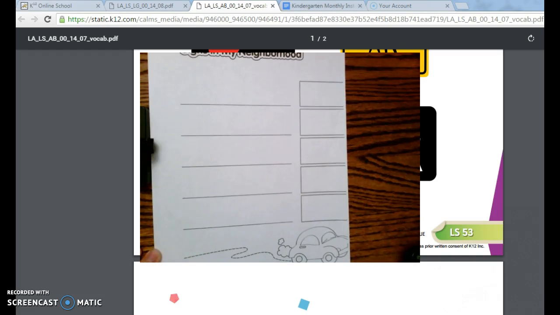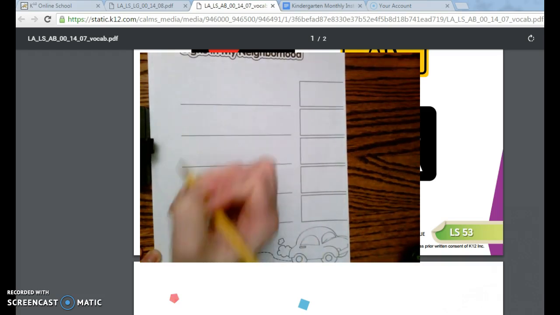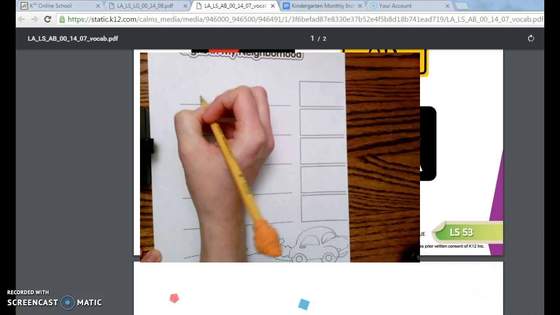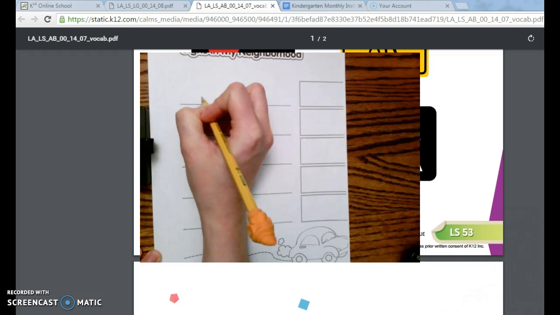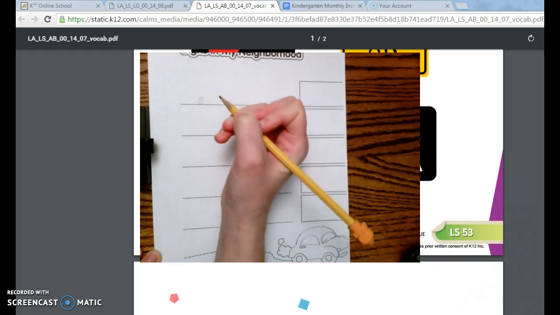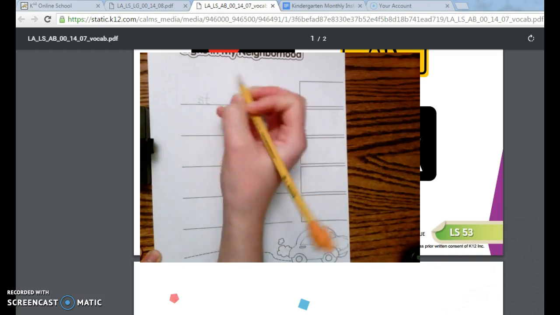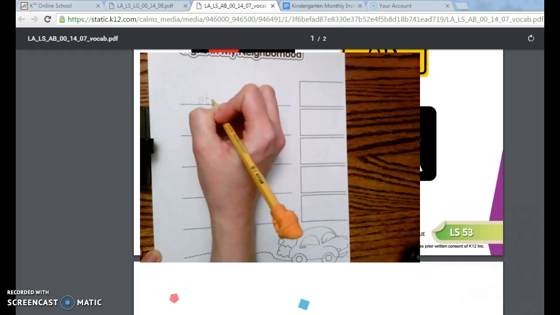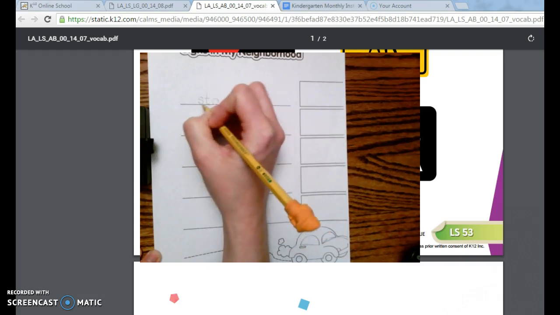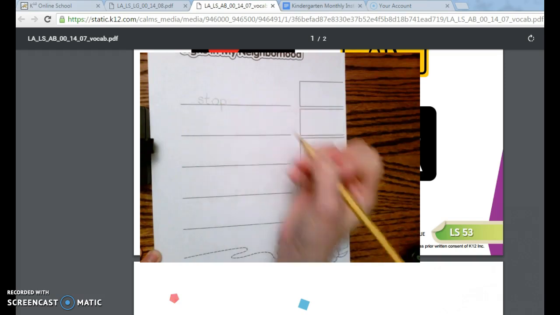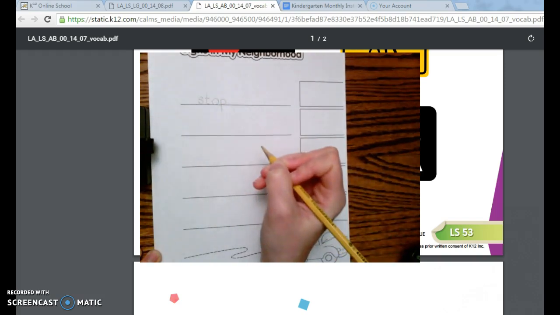All right, so the first sign that I am going to select is going to be the stop sign. And I am going to write the word stop. So I'm going to sound that word out. The first sound I hear when I'm writing stop is that S sound. And then I hear a T, st, st. I hear an O, st, ah. I hear a P. Okay, so that is stop.